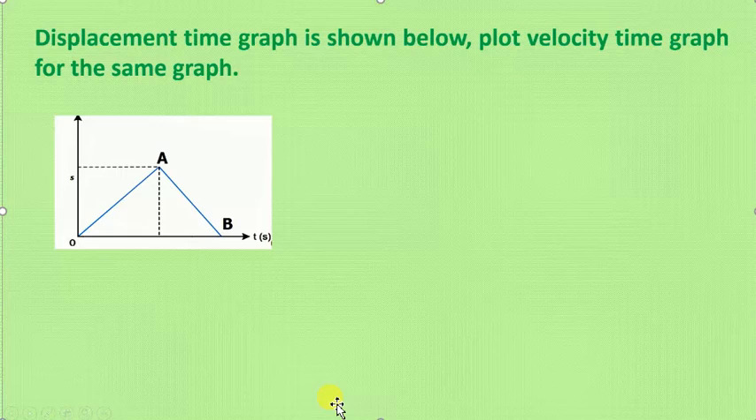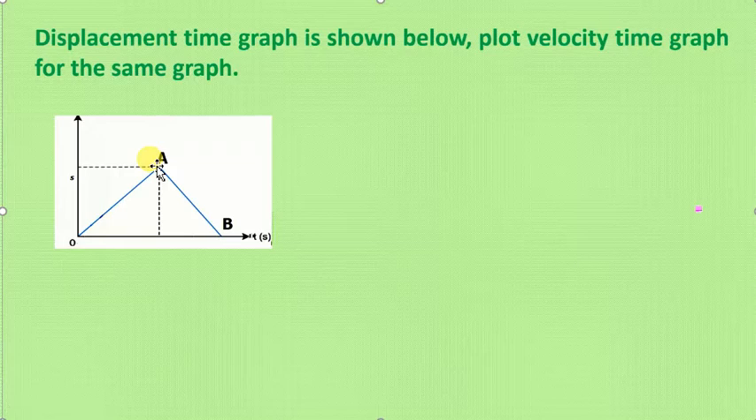Students, here you can see along the y-axis we have displacement and along the x-axis we have time. So the slope of the displacement time graph will give us velocity. In order to plot the velocity time graph, we need to calculate velocity here. So how to find velocity here? You can see it is a straight line making a constant angle. So the slope is constant, that means velocity is constant. It is showing uniform velocity here.